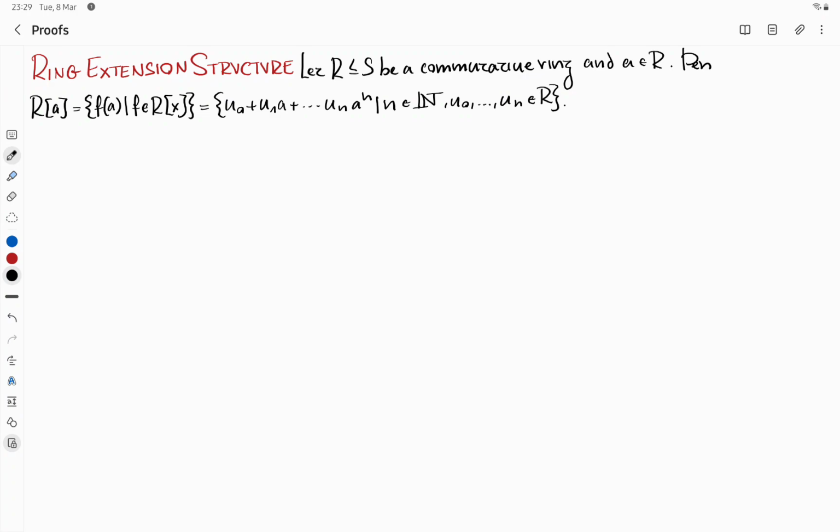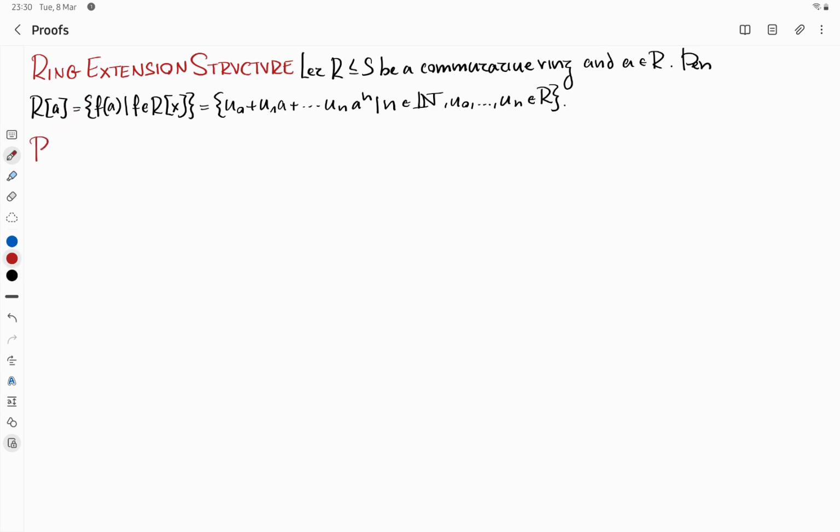So we assume that R and S are some commutative rings and that R is a subring of S. Assume that A is some element of S. Then the smallest subring of S containing both the ring R and the element A is equal to this set, which is the set of all polynomials over R which had A substituted for X already. Substitute A for X, of course.